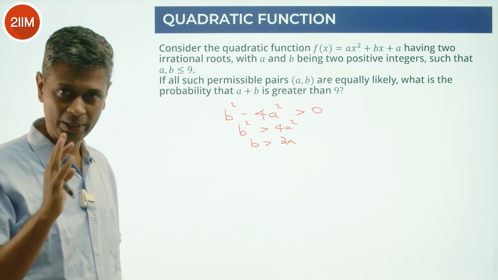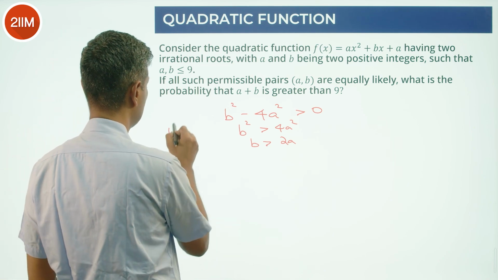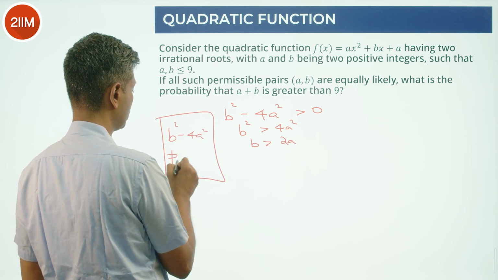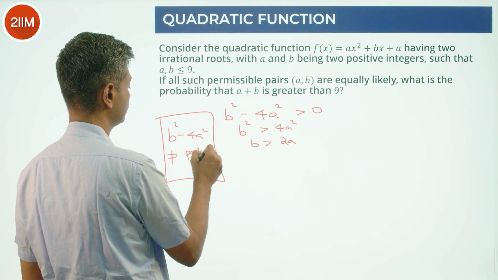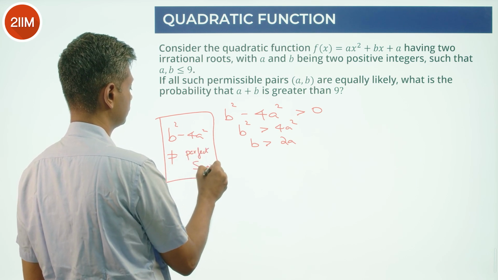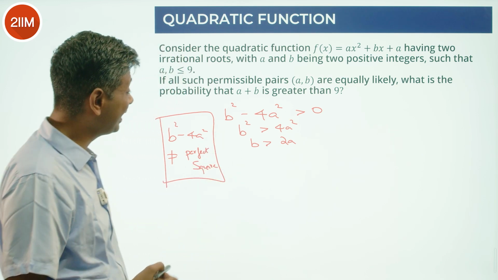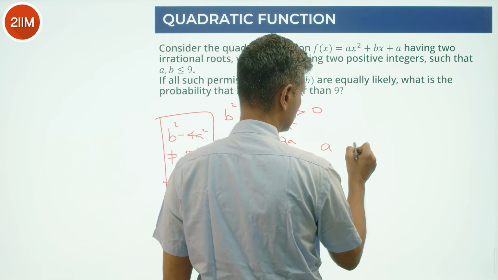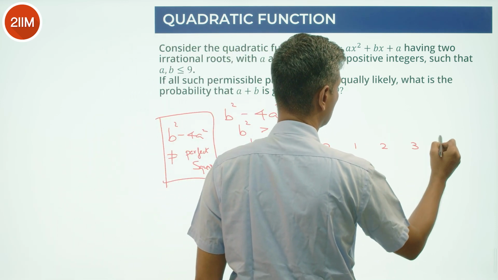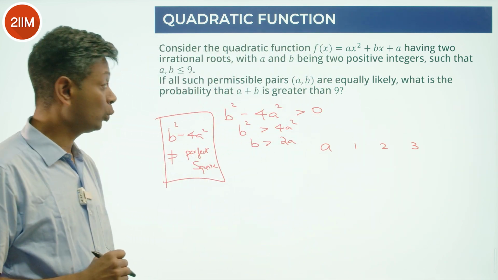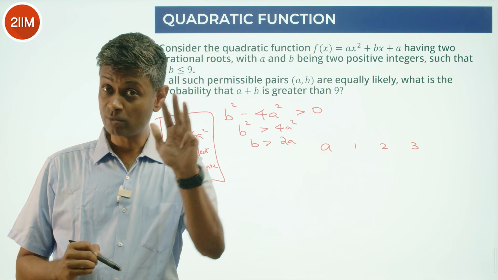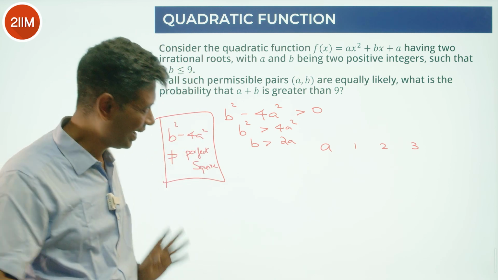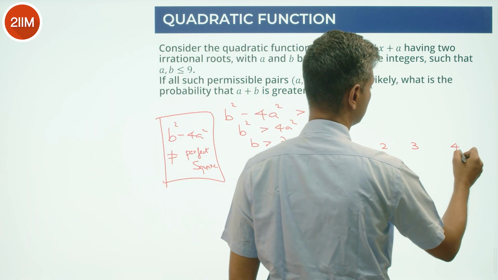B greater than 2a. Second condition that I have here is b square minus 4a square not a perfect square. Brilliant. B greater than 2a is a very useful constraint because a starts from 1, 2, 3, 4, 5 and so on. So 2a would be 2, 4, 6, 8, not more than that. Because if 2a were 10, b has to be more than 10, that's not possible. So a can take only values 1, 2, 3, 4.